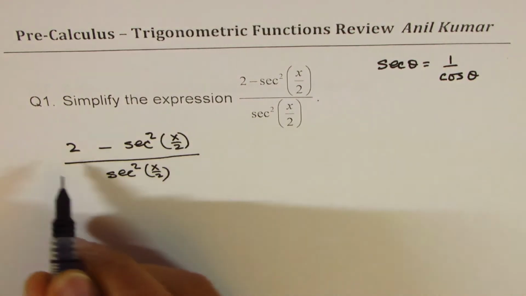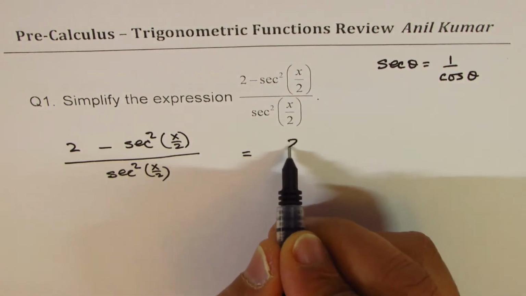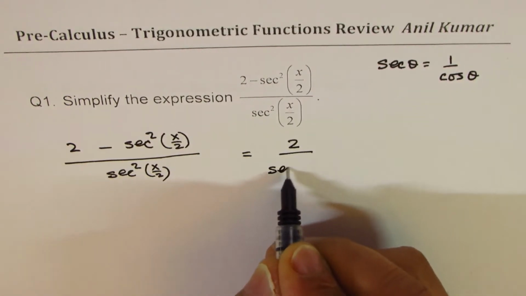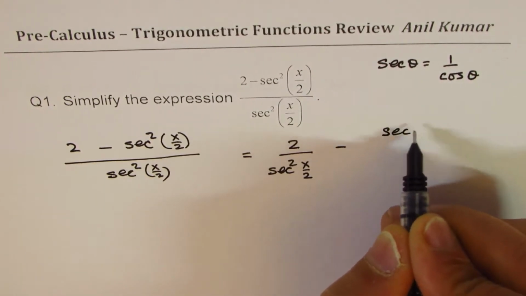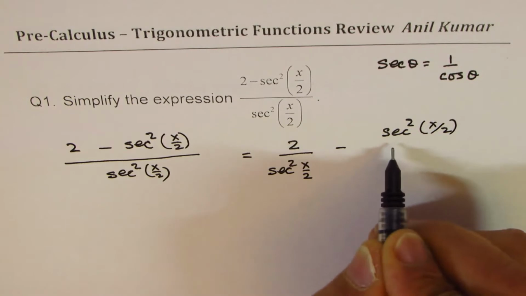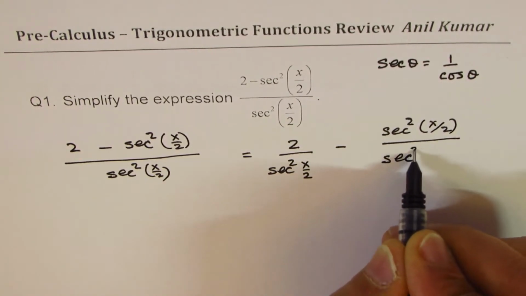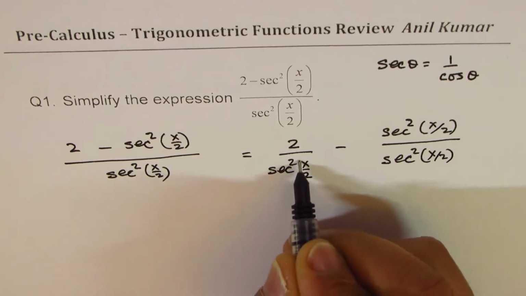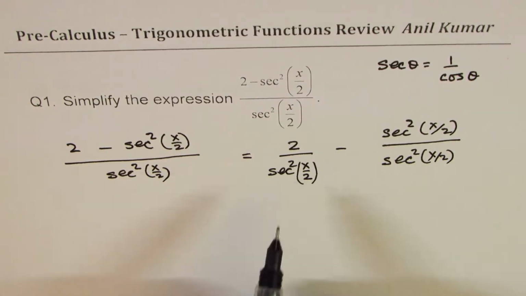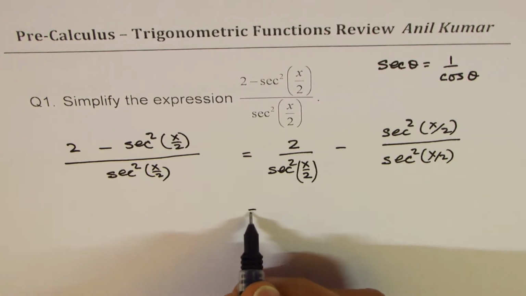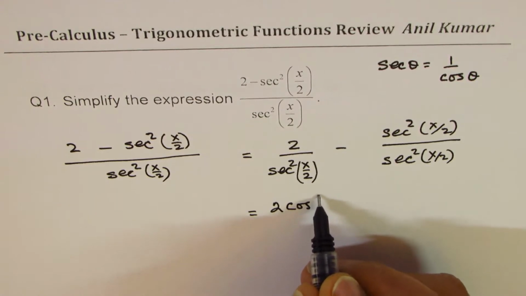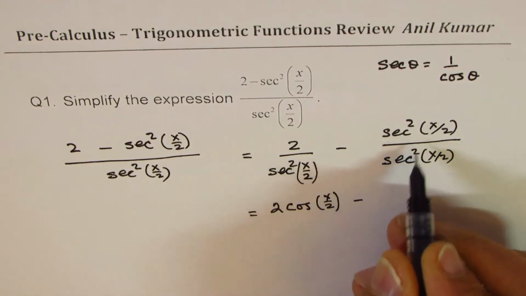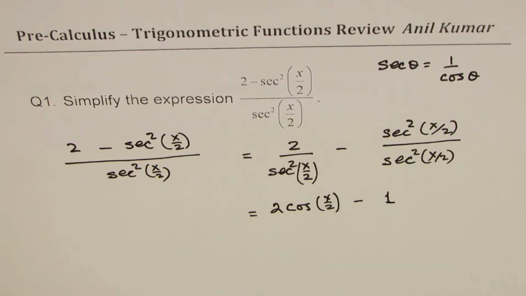Now, I could actually write this as equal to 2 over secant square x by 2 minus secant square x by 2 over secant square x by 2, correct? Now, secant theta is reciprocal of cos theta, and therefore I could write this as 2 cos square x by 2, and here we have just 1, right? That cancels out. So does that remind you of something?